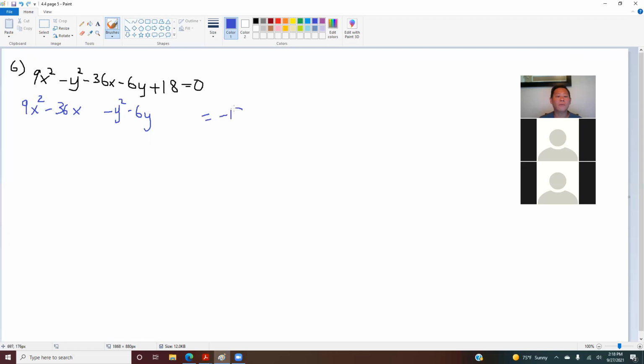So watch out for the negative y squared. If it's positive, make sure you put a positive. If it's negative, you should put a negative, because that will determine whether it is an ellipse or a hyperbola. A lot of students forget that, and they think it's an ellipse instead of a hyperbola. All right, perform completing the square on the x, then do the y. This is very similar to number 5.